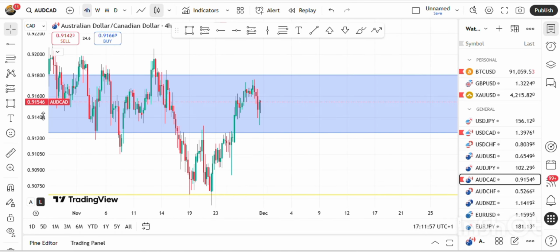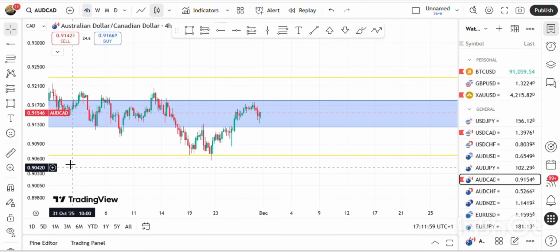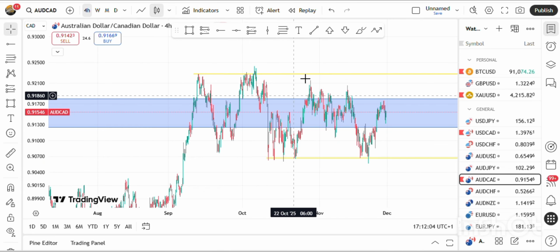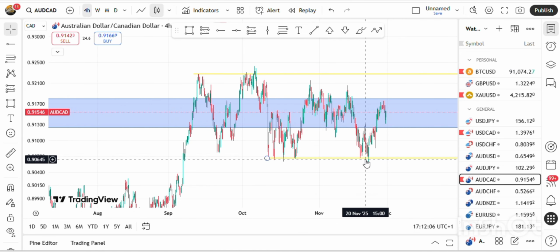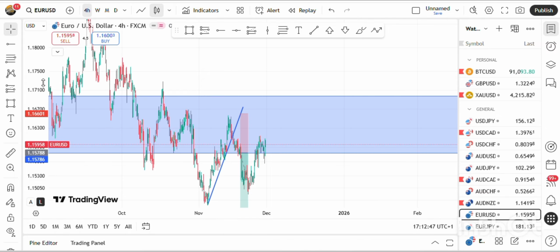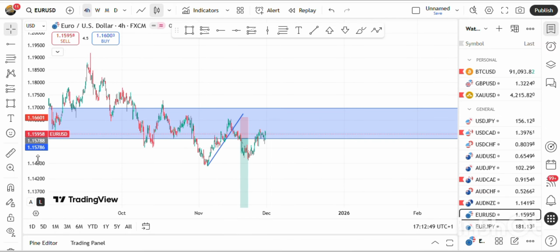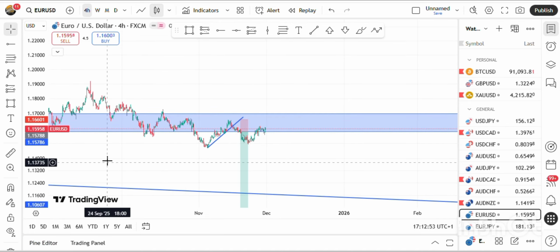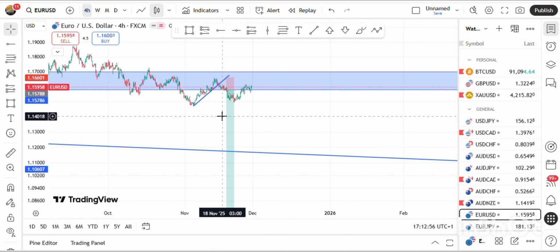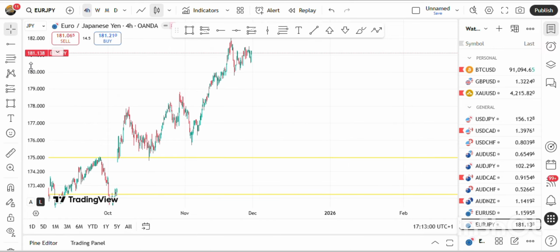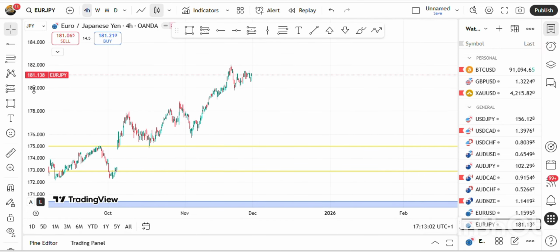AUD CAD has been playing in between these guys. It just comes here, bounces up and goes. So let's just leave that. EUR USD. EUR USD is still playing out. Not interested. EUR CHF or EUR JPY rather.